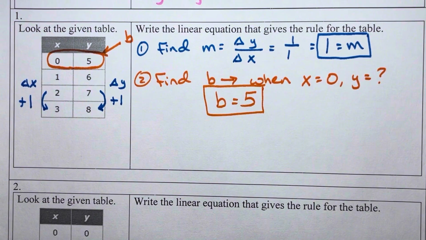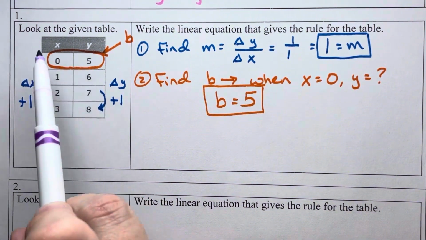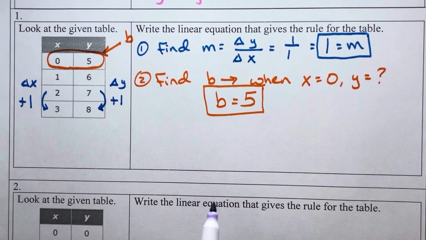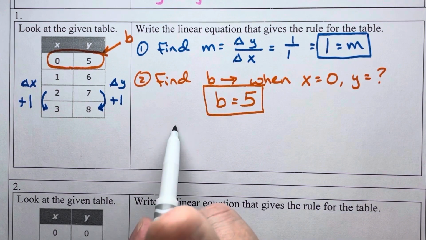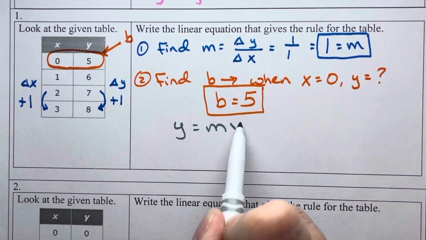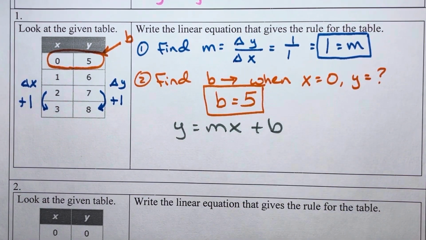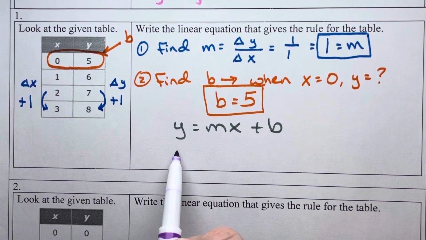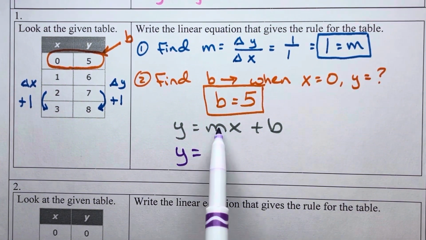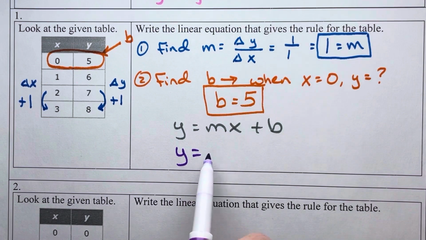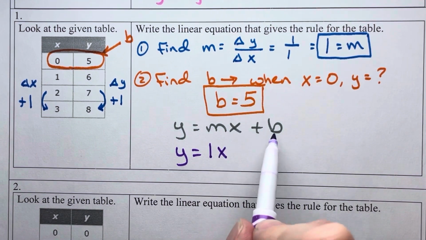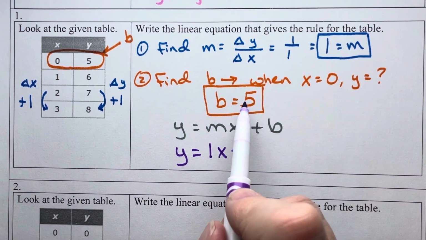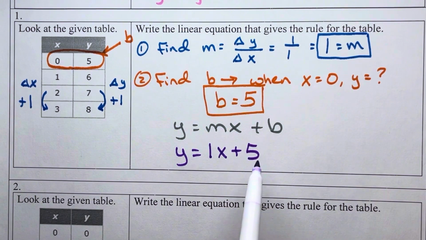Now we are ready to go ahead and write the equation that corresponds to this table. Remembering that we look at y equals mx plus b. Let's fill in our slope and our y-intercept. So y equals m, which is 1, x, plus our y-intercept of a positive 5.